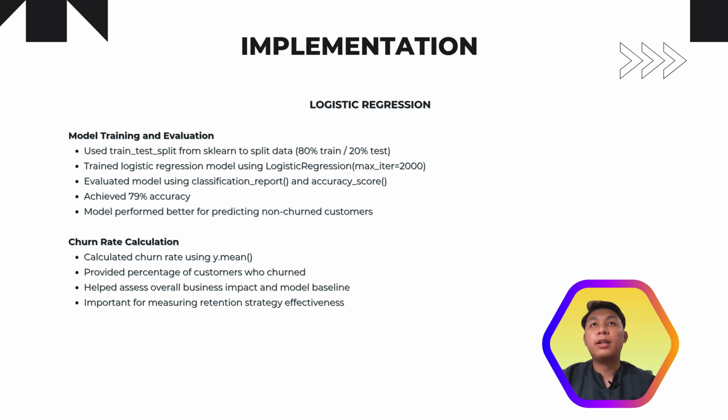The regression model was trained using logistic regression, with max_iter equal to 2000 to ensure convergence, and evaluated using the classification report and accuracy score. The model achieved an accuracy of 79% and performed better at predicting non-churn customers, showing an imbalance in class prediction. This result provided a solid baseline for understanding churn behavior.